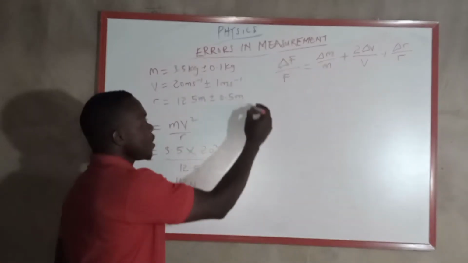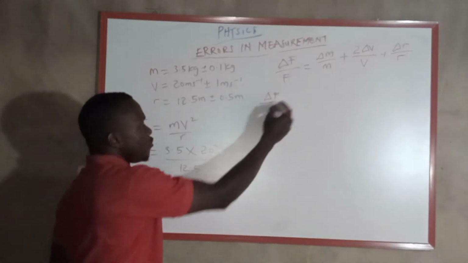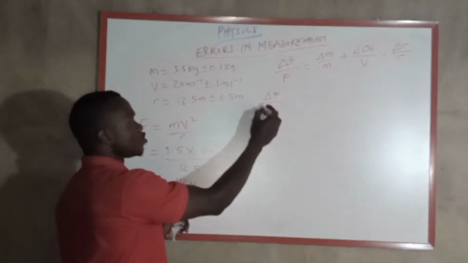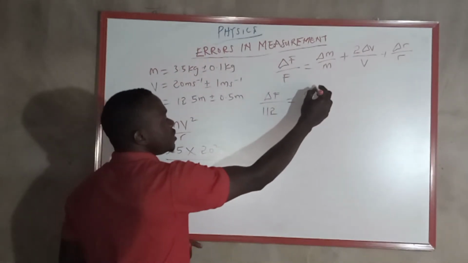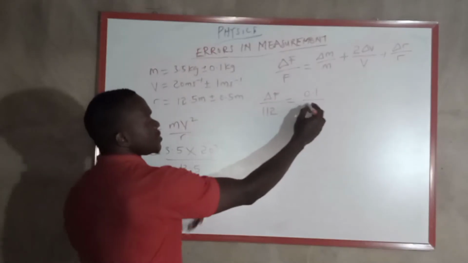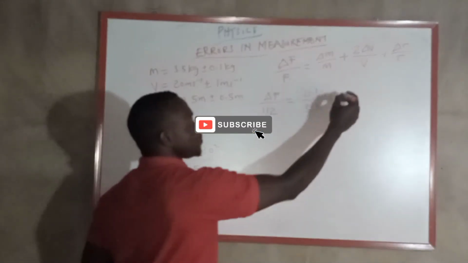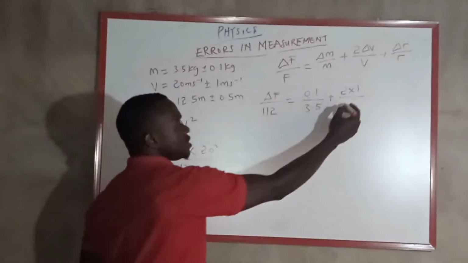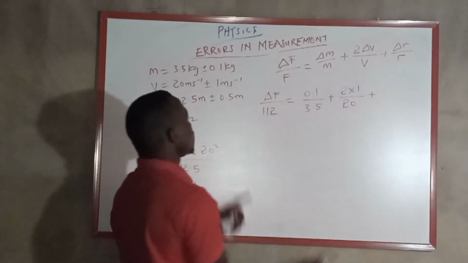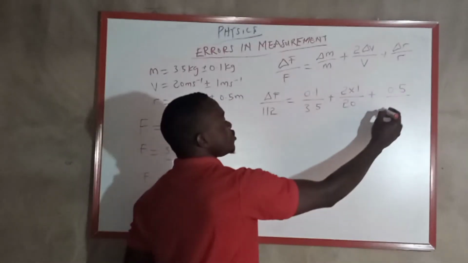So we have that the error in the force over our force, 112, is equal to what's the error in the mass? 0.1 kg over what's our mass? 3.5, plus what's the error in the velocity? 1 meter per second. So we have it as 2 times 1 over what's our velocity? 20, plus what's the error in the radius? 0.5. What's our radius? 12.5.